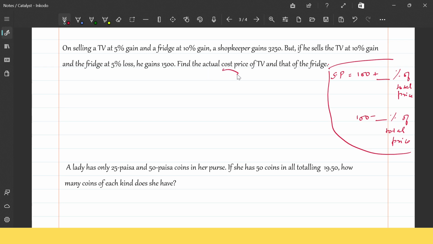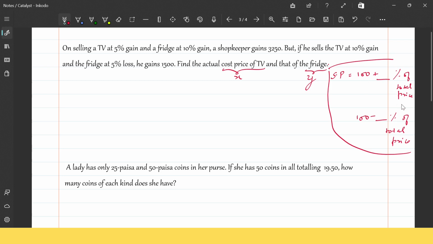Now let us assume that the cost price of TV is X and the cost price of fridge is Y. Okay, that is, the shopkeeper has got it from the vendor at X rupees and Y rupees. Now he has to sell it at some gain, at some profit. Now they are telling that he is selling the TV at 5% gain. What will be the selling price?